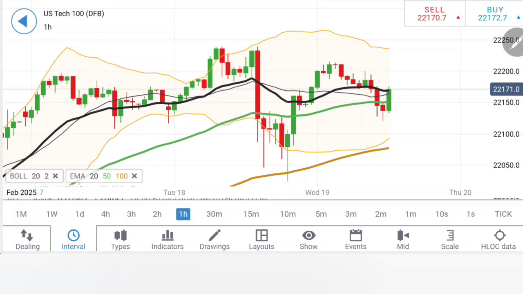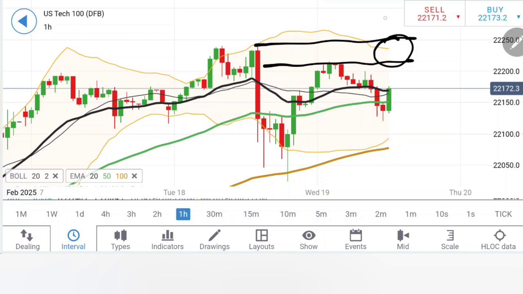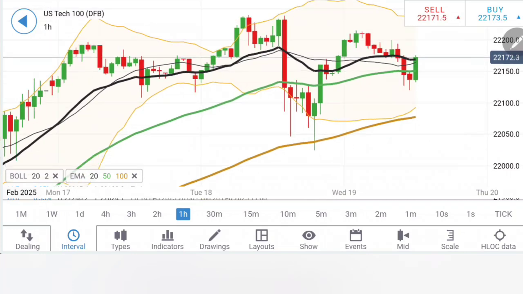Now, see, for Tech 100 to trade bullish, it has to now trade beyond the 22,220, 22,250 zone. Only and only if these two levels are taken can you say the bulls are taking over. Else, as long as Tech 100 trades below these two levels, we should not be treating this as bullish.